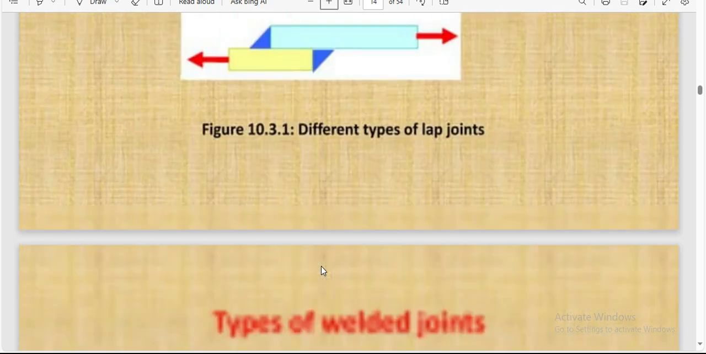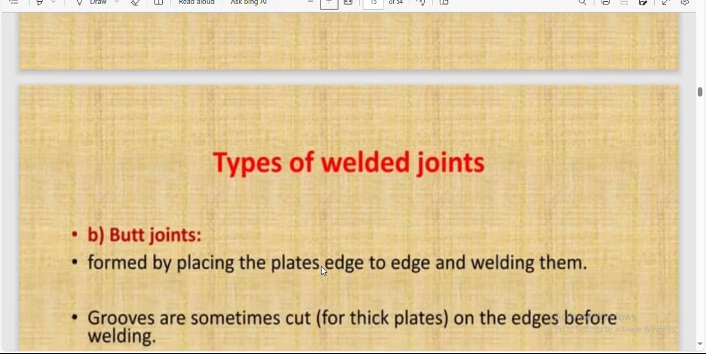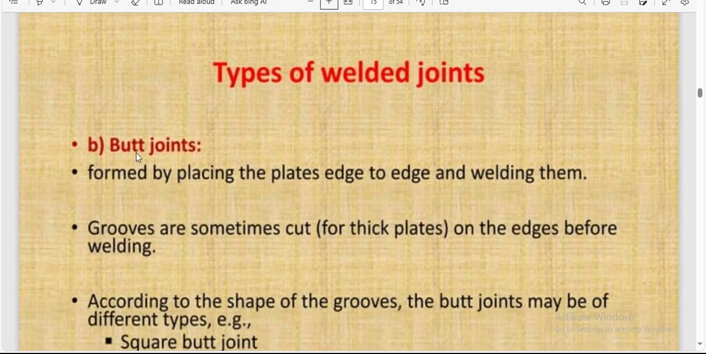What we call those types of weld joint? The first one is lap. The second one is butt joints, formed by placing the plates edge to edge and welding them. The edges of two base metals or plastics are welded, not overlapped.